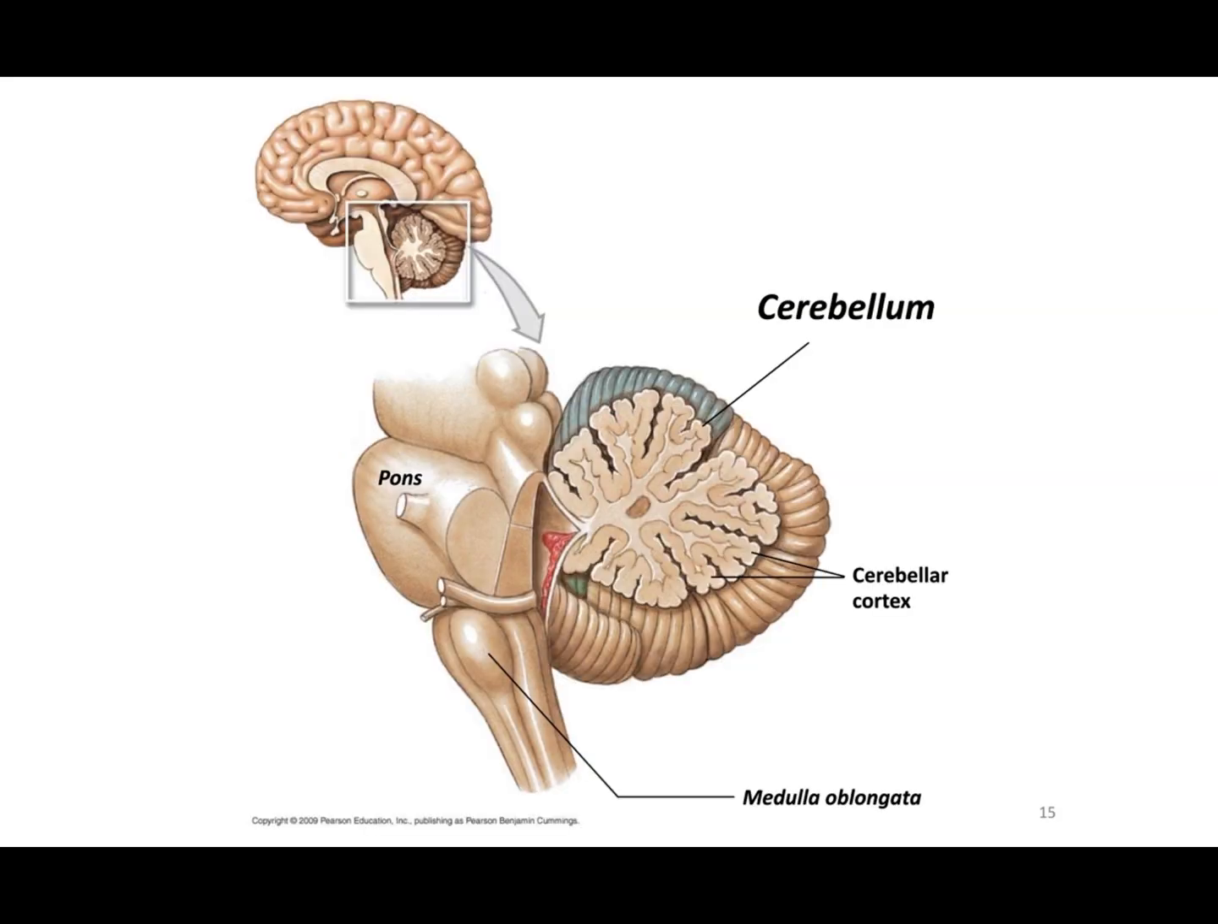Here's just a little diagram of the cerebellum, and you can see the gray matter around the outside and the white matter on the inside. So the white matter is going to be the highway, sending it back and forth as fast as possible, and then this gray matter is where all the processing would take place.